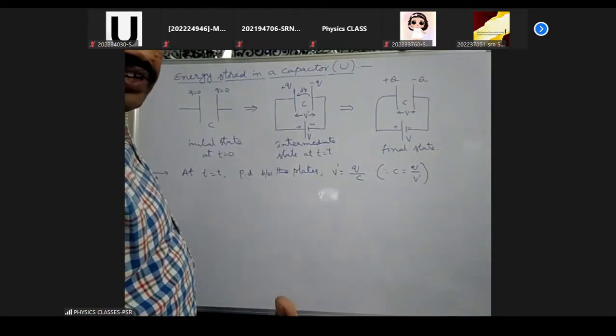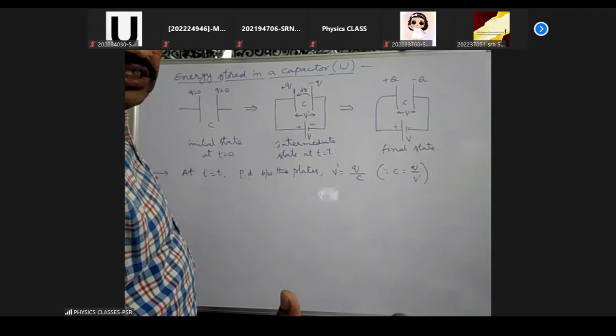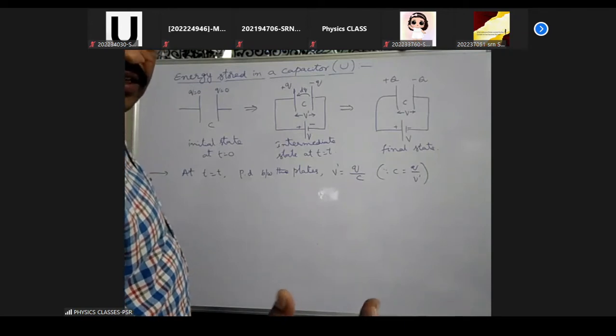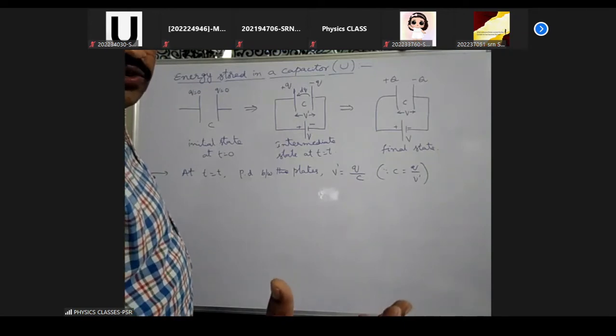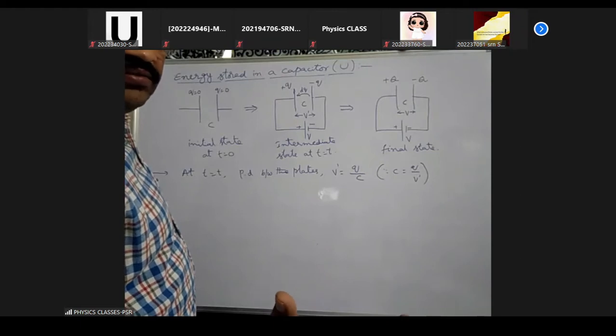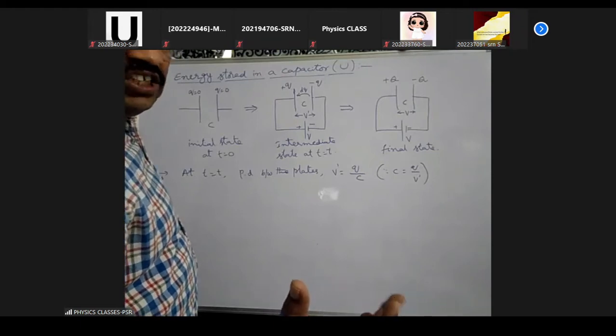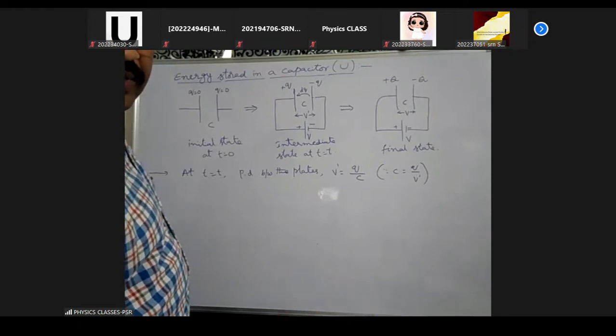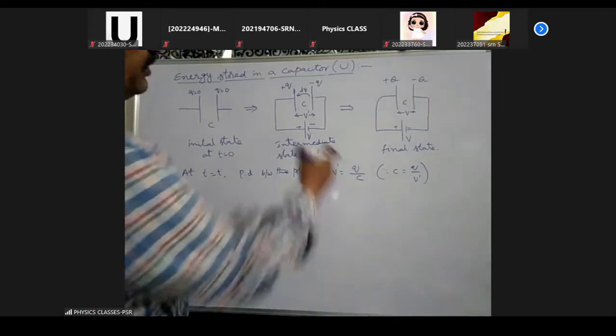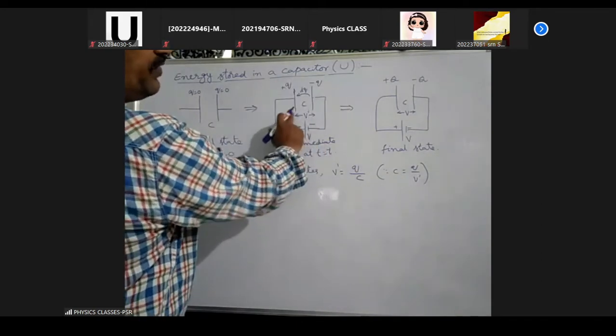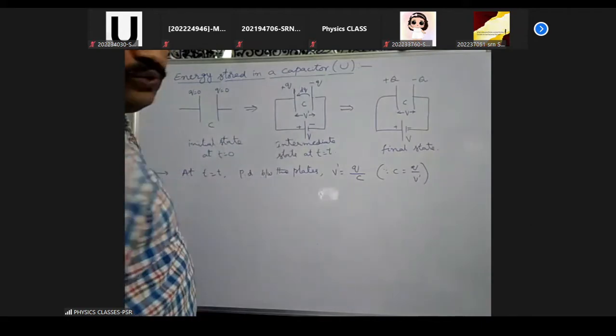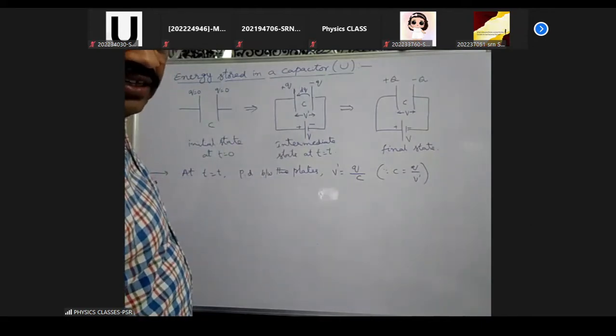What is the formula for work done in moving a charge through a potential difference V? You have studied it in electrostatics. Work done is equal to QV formula. Here we use the dW equals V dash dq formula, like that. QV formula.